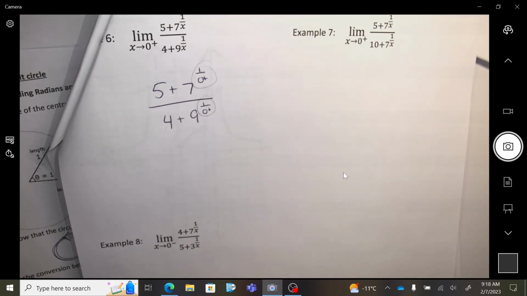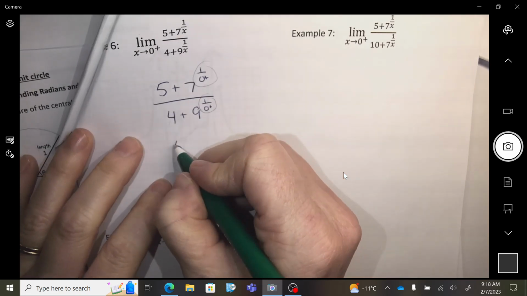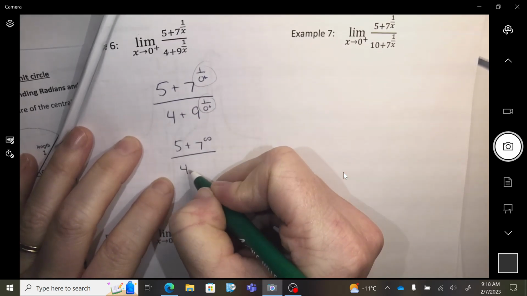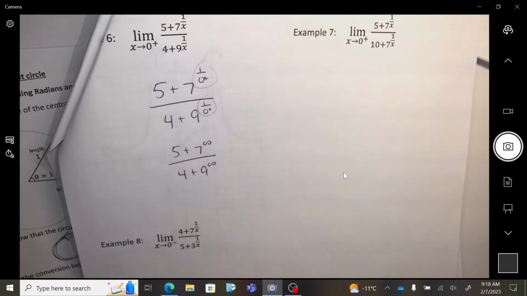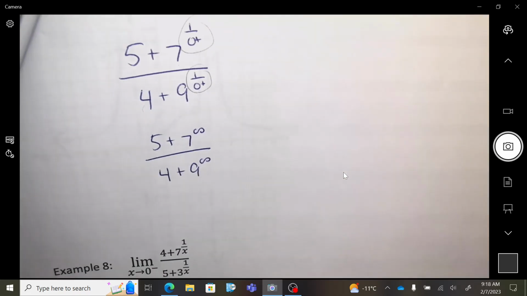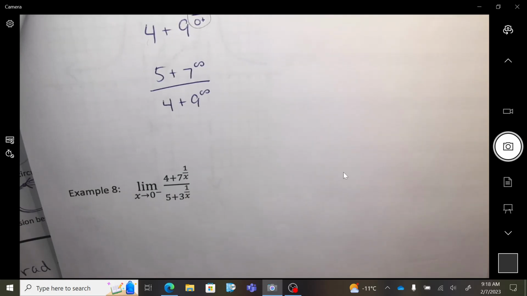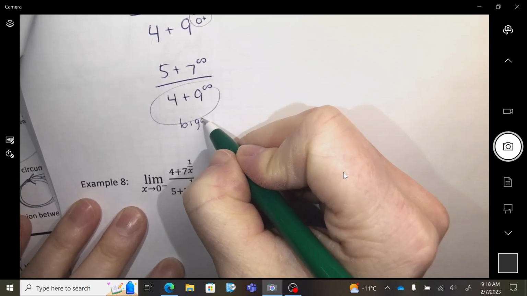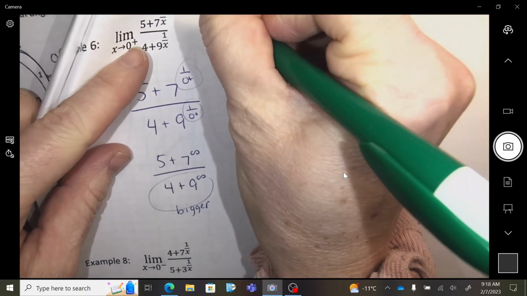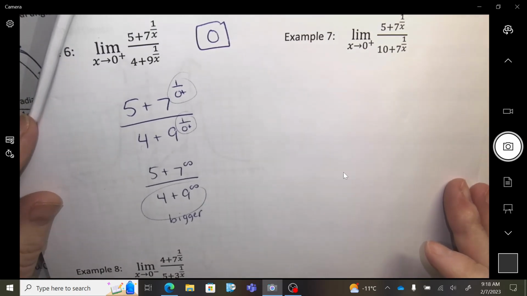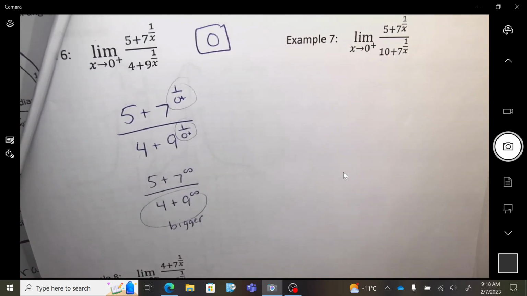Okay, so we just talked about this. That will approach infinity, positive infinity. So that's me analyzing what the situation is. Now what? Look at it. Does something get bigger more so than something else? The bottom would get bigger on this. So the final answer would be 0. Okay, that's analyzing it.